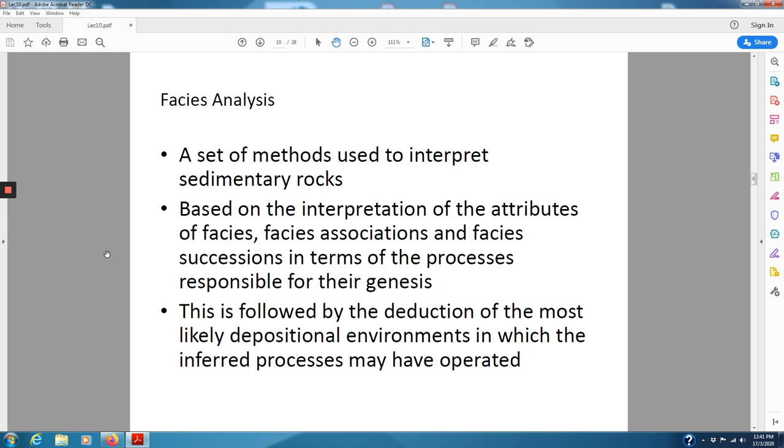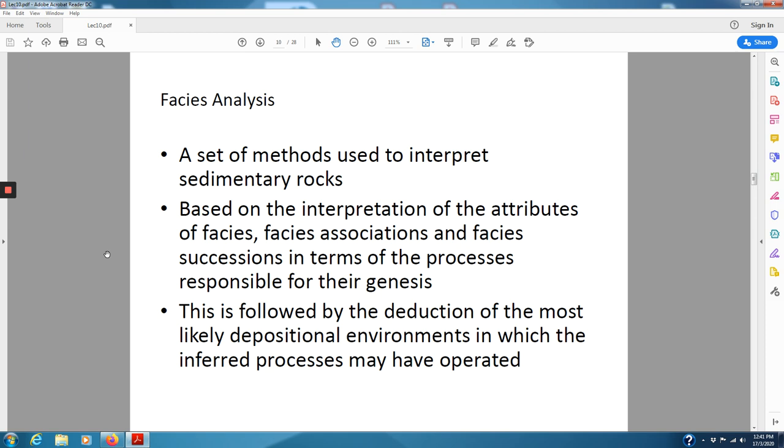So now let's look at the actual method of interpreting the frame alignments. How do you do it? There's a systematic way, and this method is called facies analysis, right? A set of methods used to interpret sedimentary rocks.